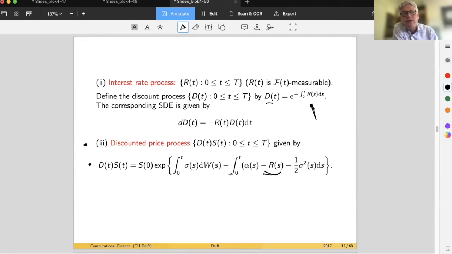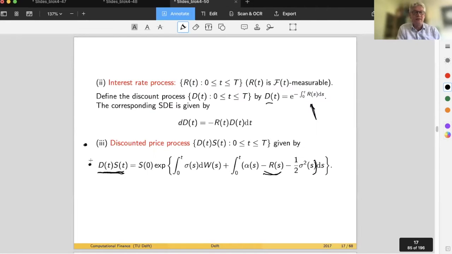So we have the integral from 0 to t of (alpha_s minus 1/2 sigma_s squared) coming from the stock price process, minus R_s ds. And that is the form of the discounted stock price process, the stock price process in the future as seen from today. A discounted stock price process. And that is the process that we want to consider.